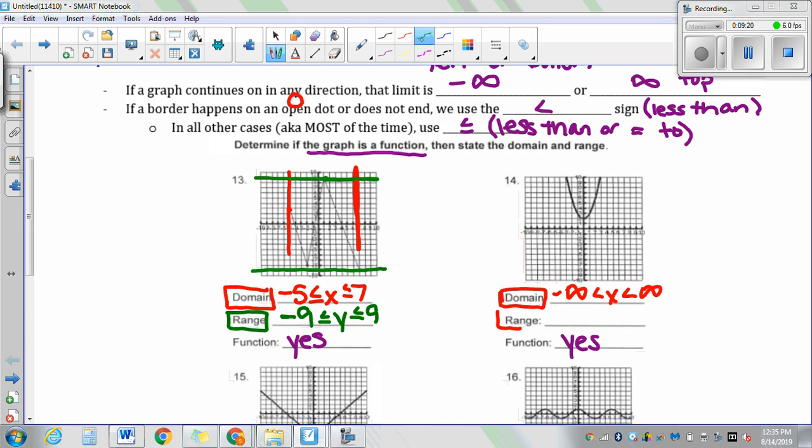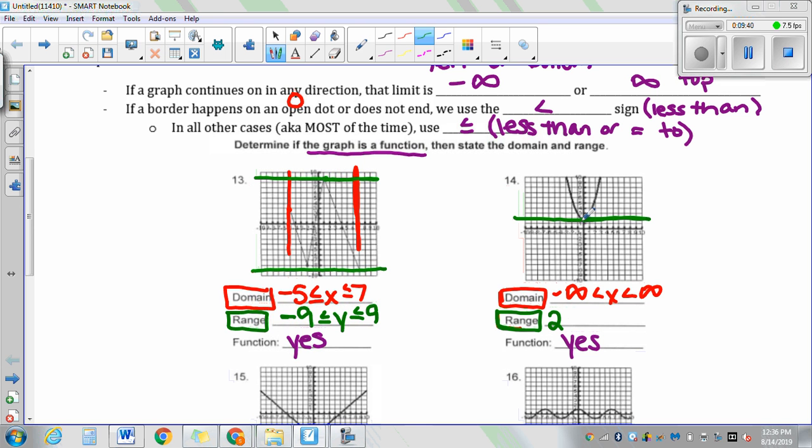Back to my green for the range. The range goes from the bottom to the top. And in this case, I do see a bottom. The bottom of the graph is right here. So I can box it in on the bottom, and it crosses at 2.